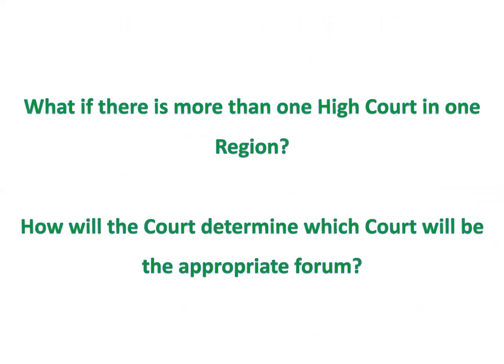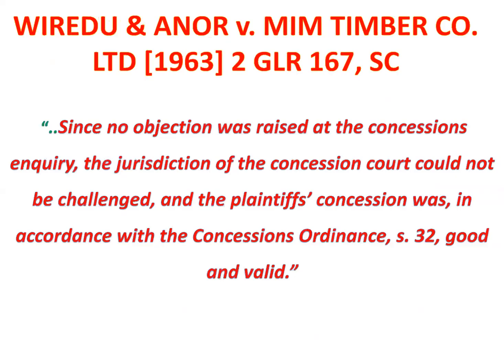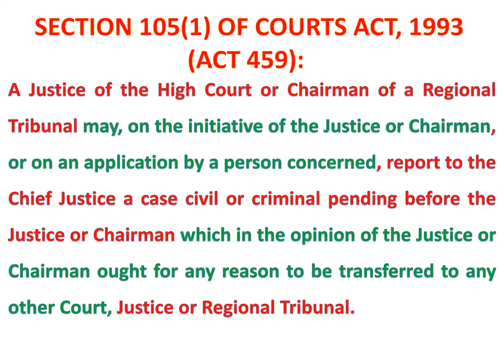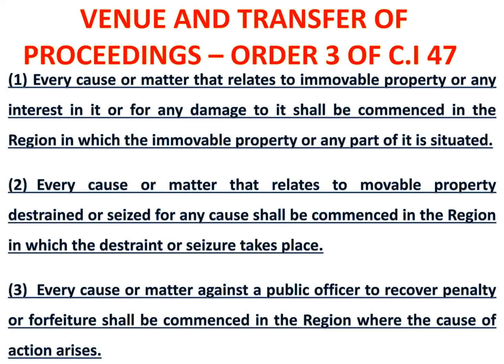Now we know that if you look at the language of Order 3, it talks about commencing the action in the region. I don't know whether you noticed this. Look at Order 3 Rule 1. It says every cause or matter that relates to immovable property or any interest in it shall be commenced in the region. If you talk about movable, in the region. Public officer, in the region. So the focus is that you must commence it in the region where the rules are directing you to. But I have a very critical question.